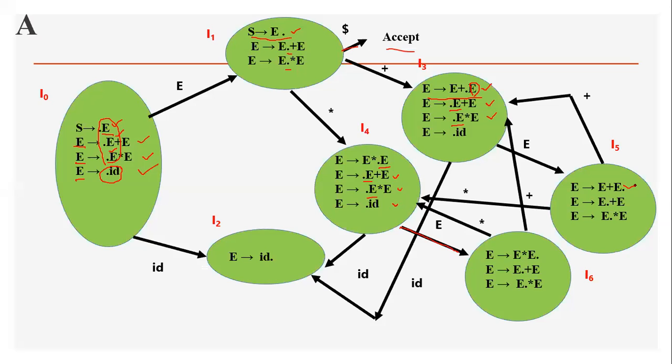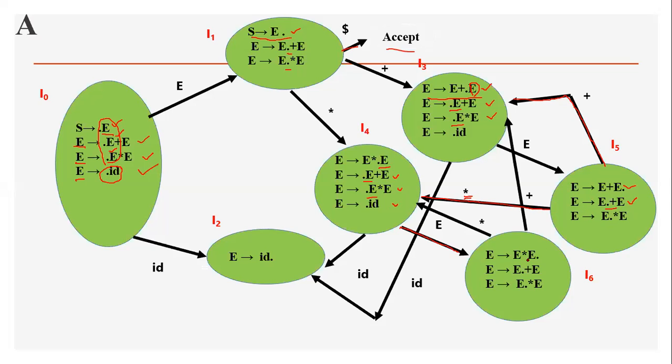Okay. So dot is at the end. But here it is on plus, you have to move. If you move on plus, what actually it is, you derive E plus dot E. But E plus dot E, we already having at I3 state, you just connect to that. You just connect to that on plus. This is over. Then this one, E derives E dot star E. It becomes E derives E star dot E. Is it not? E star dot E means it is already there. You just connect that on star. Okay. So this will converge there itself.